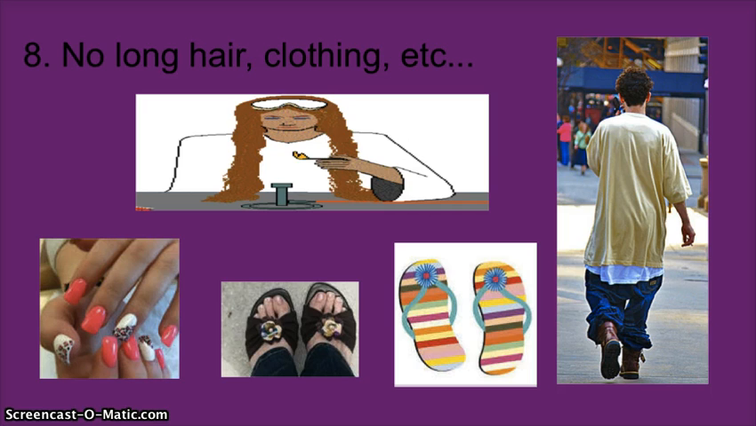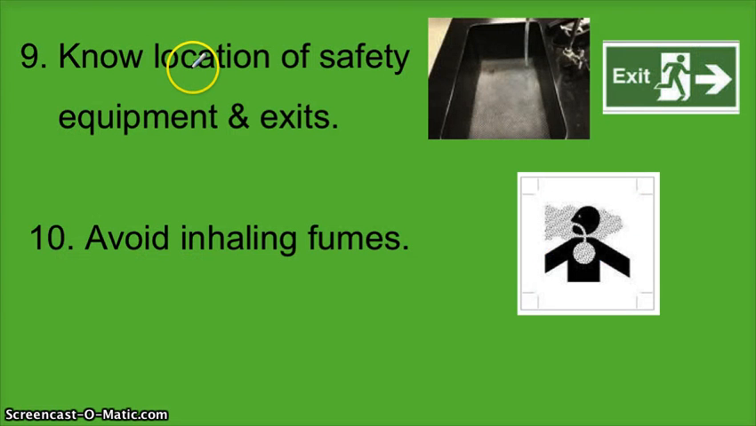Let's see where we got to. Know the location of safety equipment and exits. One of the things we have in our lab is going to be a sink. It's pretty obvious where it is and where the exit is, but in all labs it might not be as obvious, and there may be some more safety equipment. Avoid inhaling fumes. Most fumes will not hurt you, but you do not want to be the one to find out the hard way that a certain fume will damage your lungs.